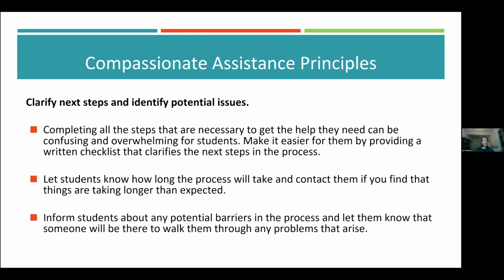Okay. Clarify the next steps and identify potential issues. Just when completing all of the steps with them, make sure that you have a written checklist because it's a lot of overwhelming information a lot of times. Make sure that they understand what's the next step in the process, that you're going to contact them. If things take longer than expected, make sure they know the expected amount of time that it will take for them to hear from you, for their application to be processed, et cetera. And let them know too that there is going to be someone there, you or another person, who is going to walk through any sort of issues that pop up.